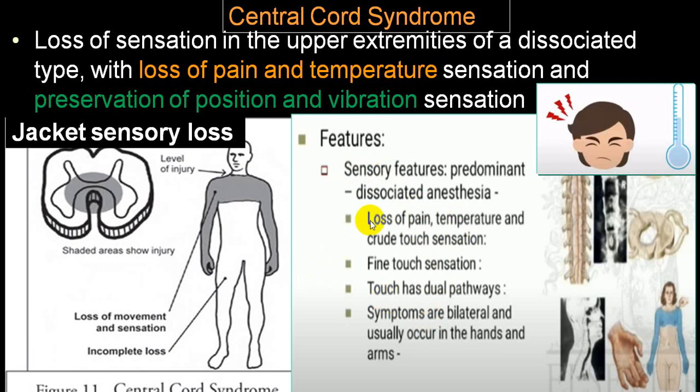So typical sensory loss, that is loss of pain and temperature with preservation of the posterior column, is very peculiar in case of a central canal lesion. And as the bladder center is very close to the central canal, you can have bladder involvement along with this, particularly if it is involving the lower part of the spinal cord.